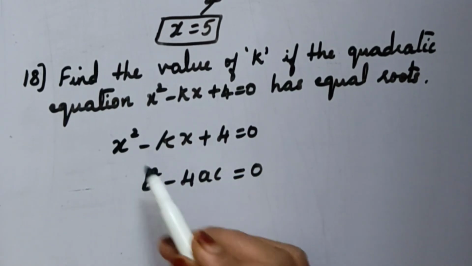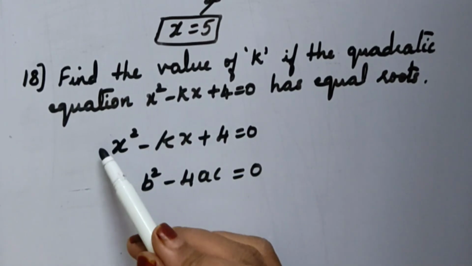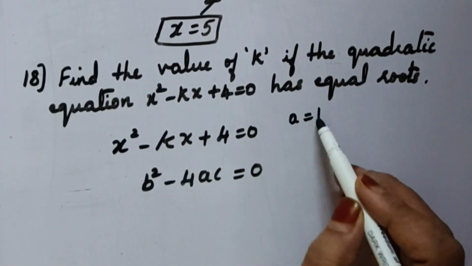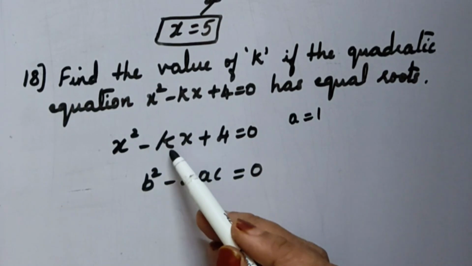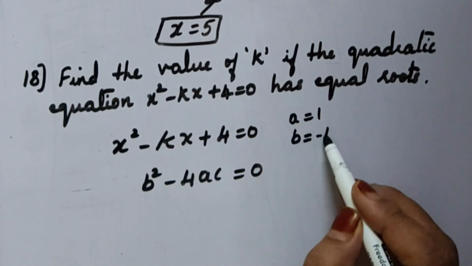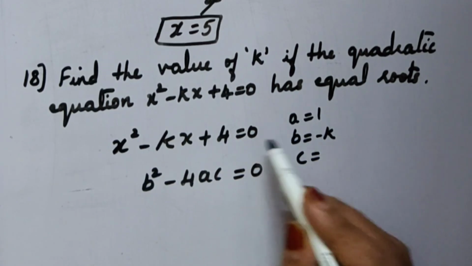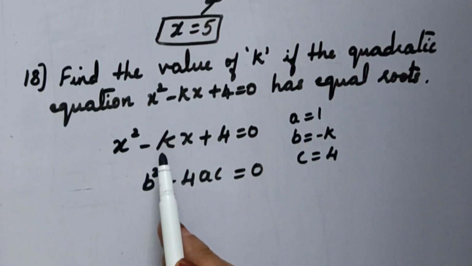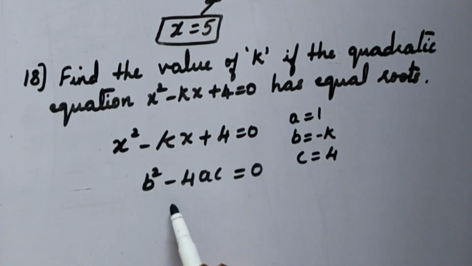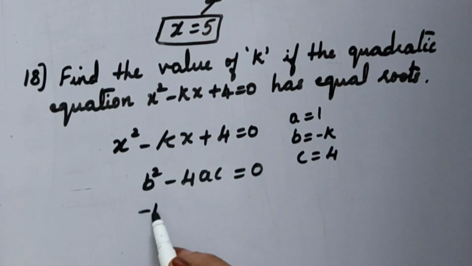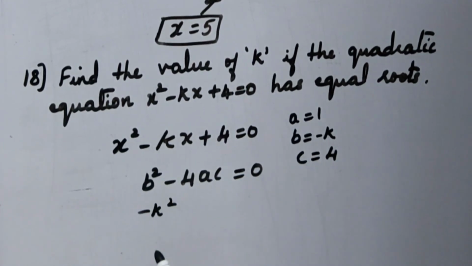Now let us check the values of a, b, c. We can see the coefficient of x square is 1. I say a equals 1. And the coefficient of x is b, that is b equals minus k, and c equals 4, right? Now let me write the values here, substitute the values of b value is minus k square. The way of writing is totally wrong.